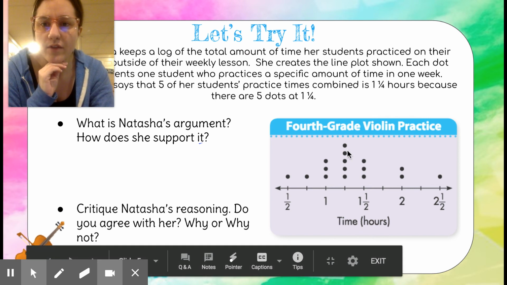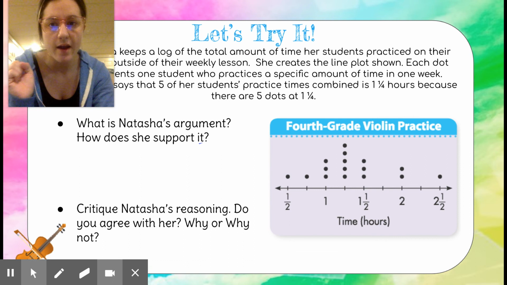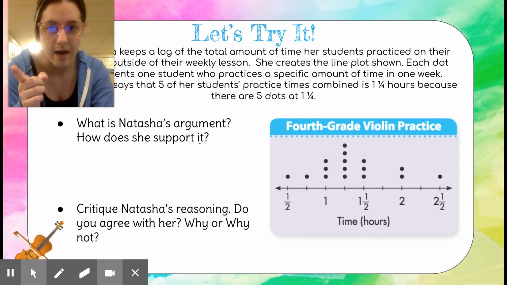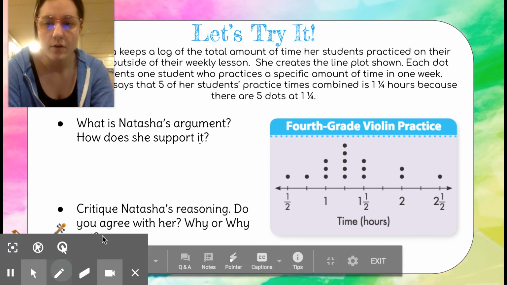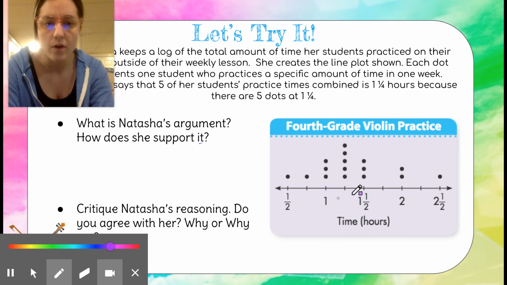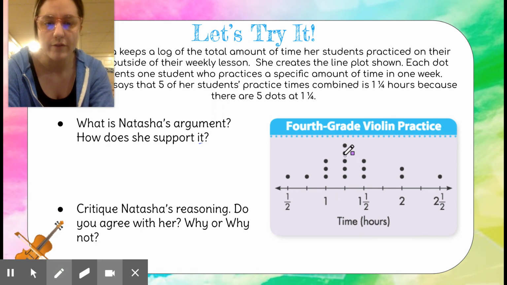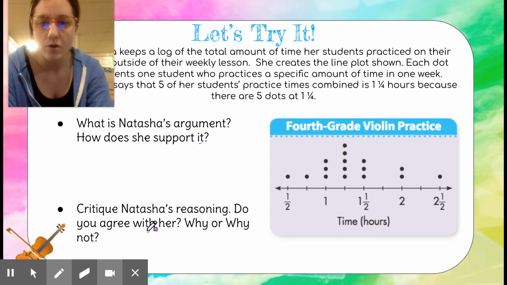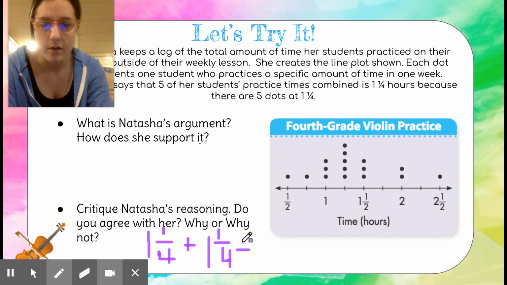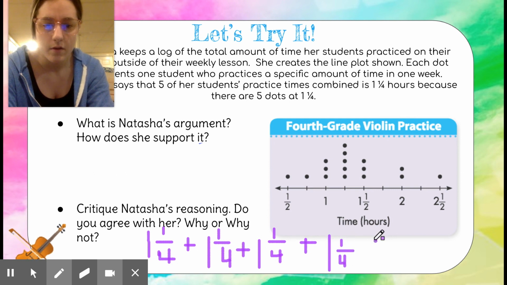But we know that if there were 5 dots, we would have to add 1 and 1/4 how many times? Say it out loud. We would have to add 1 and 1/4, 1, 2, 3, 4, 5 times. 1 and 1/4 plus 1 and 1/4 plus 1 and 1/4 plus 1 and 1/4 plus 1 and 1/4 equals.